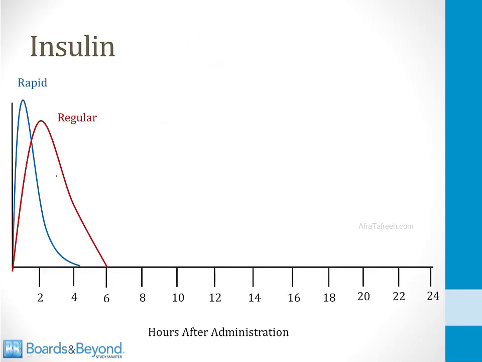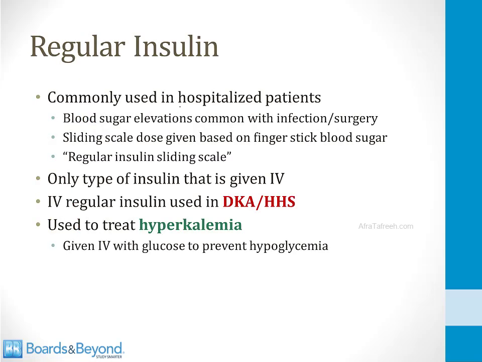And here's our same graph again, and now I've added regular insulin to show you how it compares to the rapid-acting insulins. You can see that its time to peak effect is a little bit longer, and its duration of action is also a little bit longer. It also has a slightly lower peak than the rapid-acting insulins. Regular insulin is commonly used among hospitalized patients. Blood sugar elevations are common among diabetics who are in the hospital with infections or who have undergone surgery.